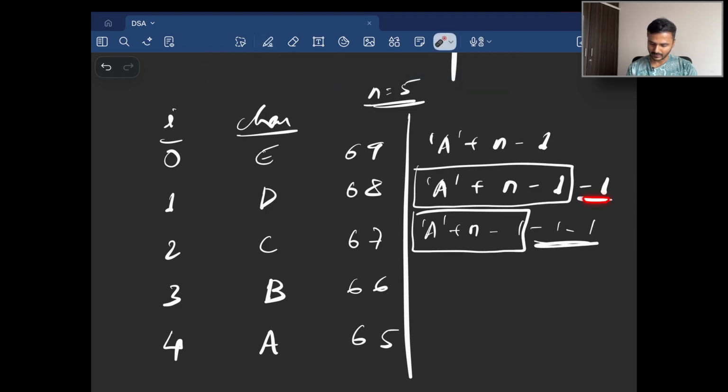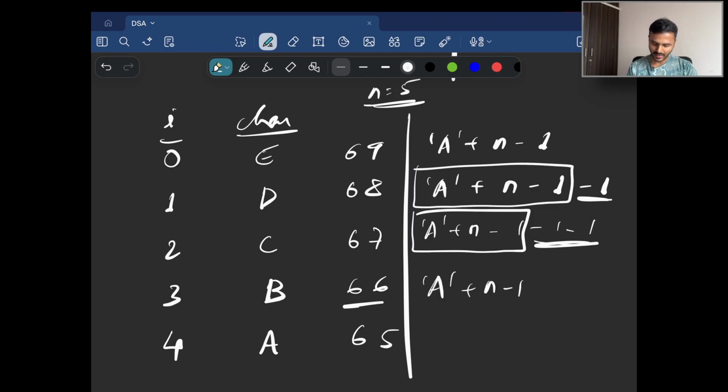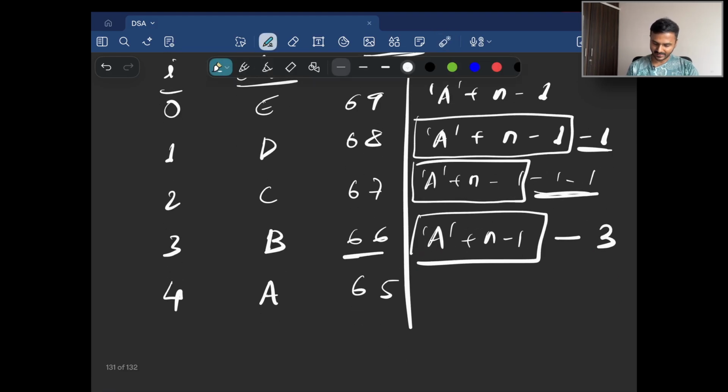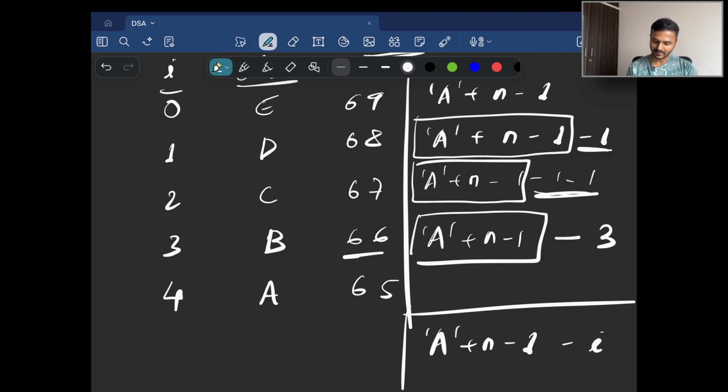So if you compare this, that is the one that we have with I, you would see that whatever we are subtracting from A plus n minus 1 is the value of I itself. What I mean is, to get, for example, 66, what we would do is we would go for A plus n minus 1. This would be there. And then we would go for minus I, which is minus 3, right? So this would give us 65 plus 5 is 70, minus 1 is 69, minus 3 is 66. So the generic expression ultimately would be this. It would be A plus n minus 1 minus I, right?